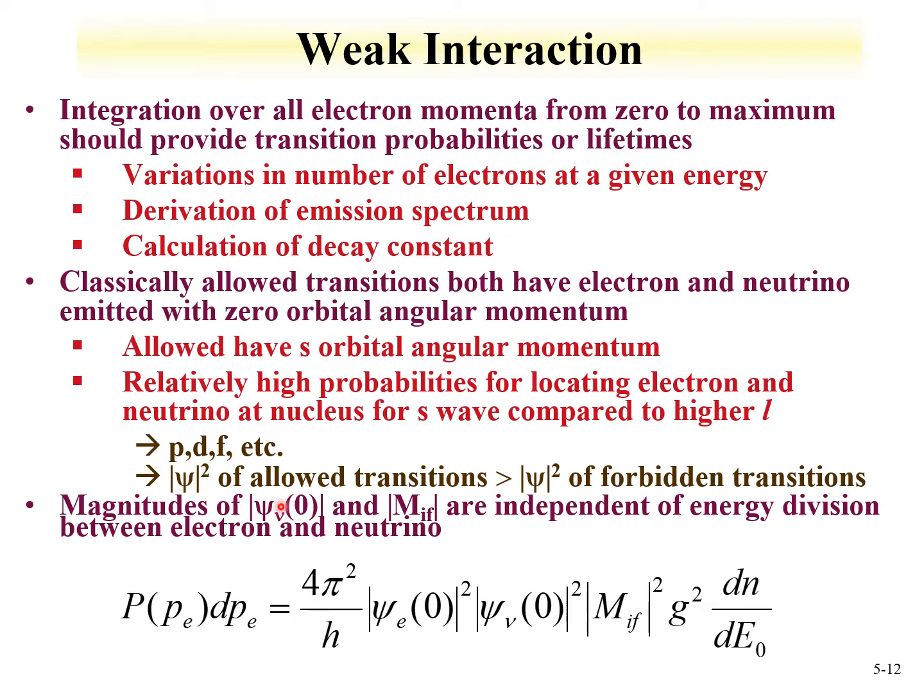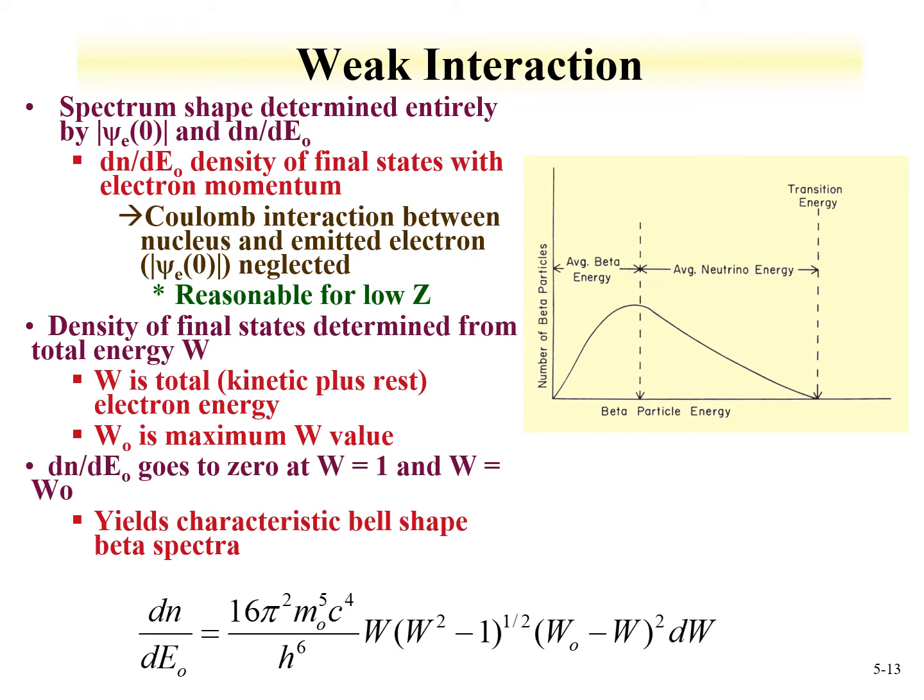So the magnitude of the neutrino wave function and this matrix mixing element are independent of energy divisions between the electron and the neutrino. Those are some of the parameters for this equation. The spectrum shape can be determined entirely from information related to the electron and the density of states. We're going to use that to get our typical bell-shaped curve. This is for energy. The one we showed earlier was for momentum.